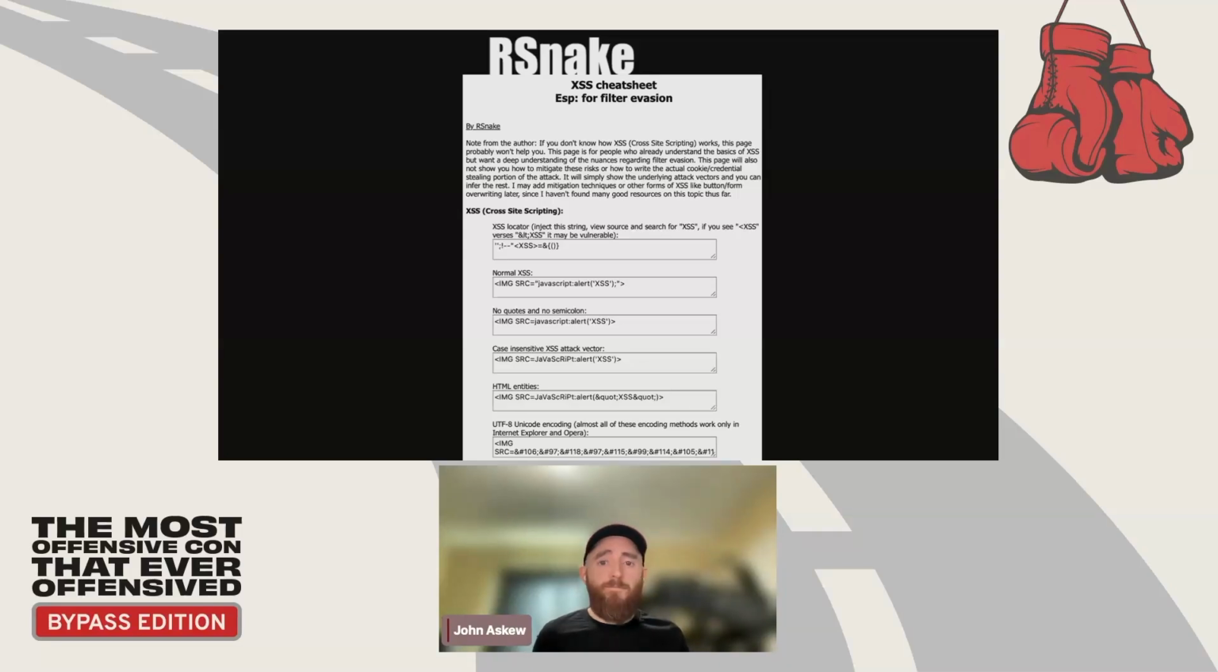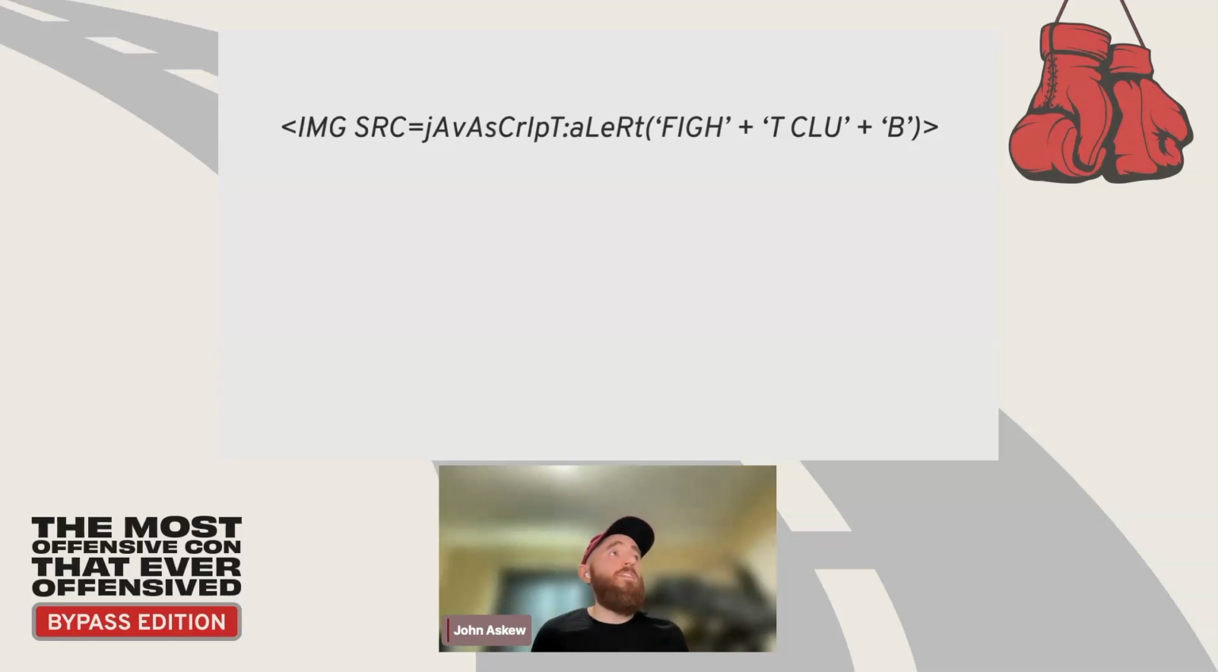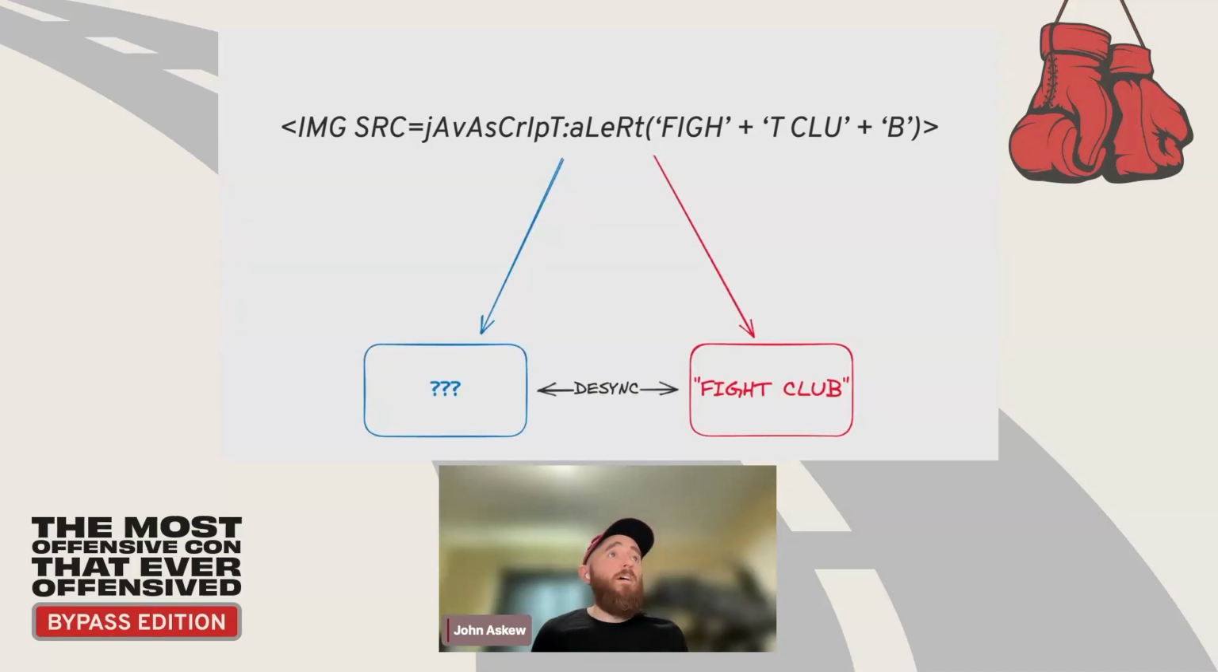prevention techniques. You might have something like this, where we've got an image tag that has a JavaScript call with alternating upper and lowercase, missing quotation marks, and then string concatenation that a browser is going to interpret again as our string Fight Club and pop up an alert box. But a security filter or detection tool might go ahead and think there's no problem with it. Again, that desynchronization between two different parsing and processing engines.